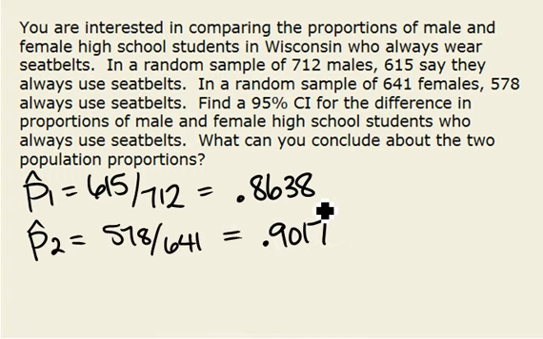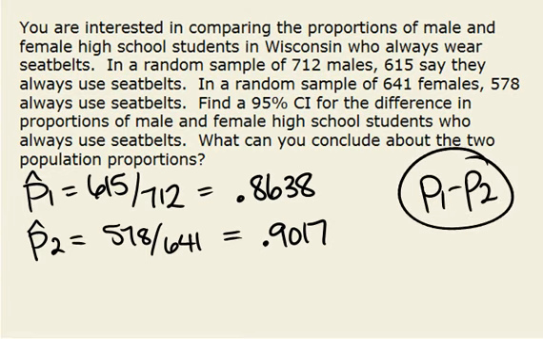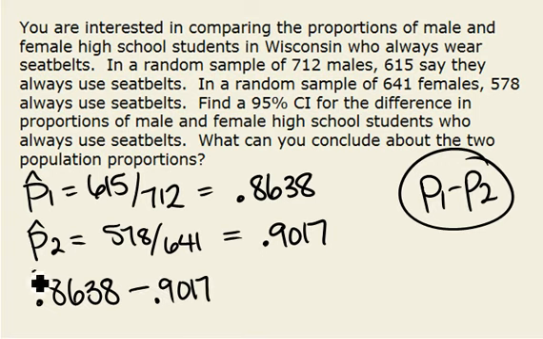So our confidence interval for P1 minus P2, that's what we want to try to estimate, looks like a difference in our sample values, 0.8638 minus 0.9017. And now we add or subtract our margin of error. If we're doing a 95% interval, we use a z of 1.96.